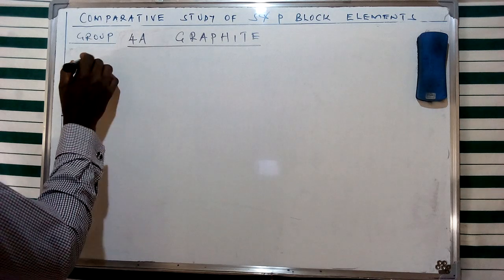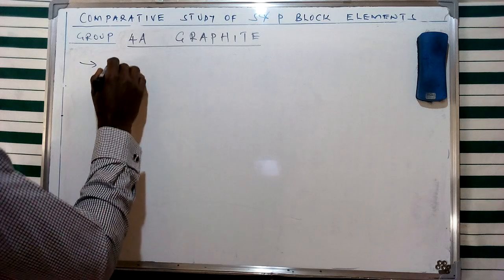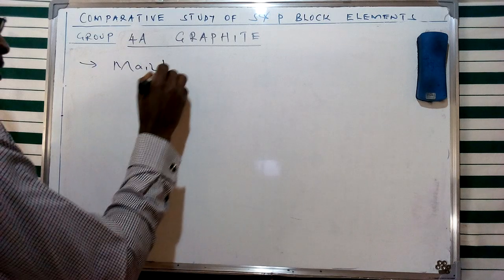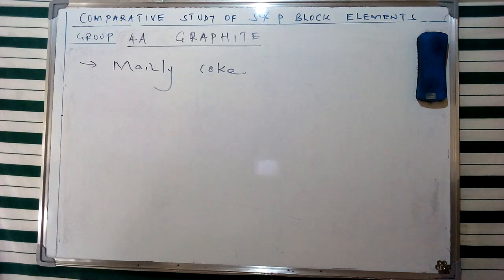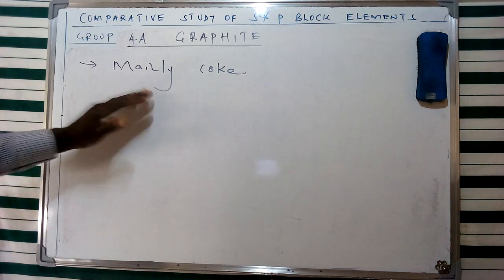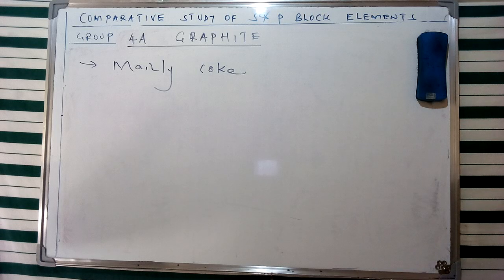Now, this form of carbon is obtained mainly from coke, and this is the main source of graphite. It finds wide application due to its excellent lubricating properties.